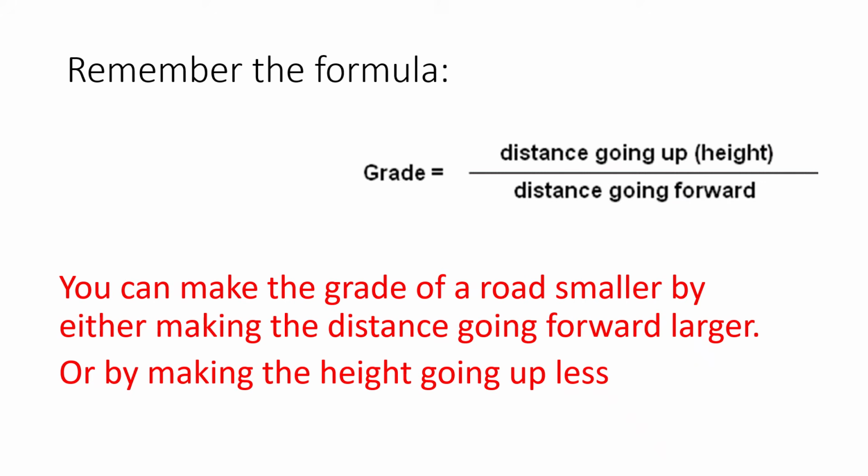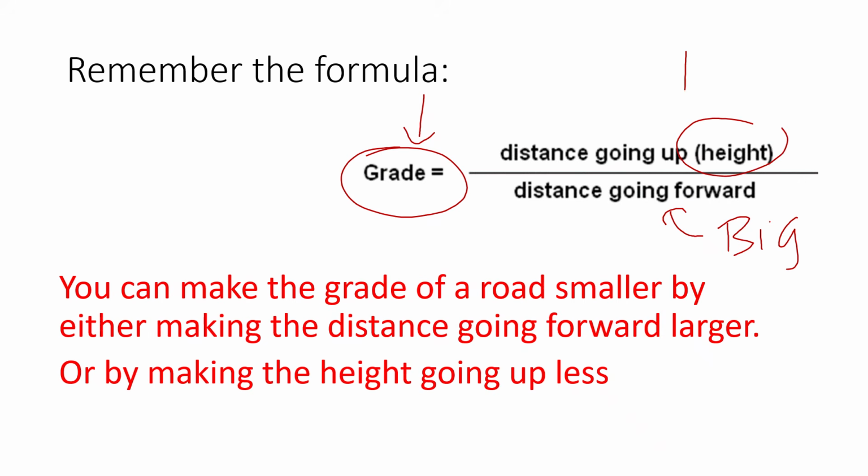You can make the grade smaller by doing one of two things. You can either make the distance going forward bigger. If you make that bigger, well, this overall number is going to go down, which makes the road safer. Or if you make the height less, that would do the same thing. That would make the grade lower and make the road safer.